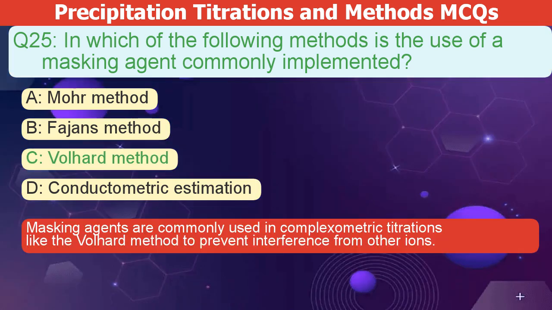The correct answer is C. Masking agents are commonly used in complexometric titrations like the Volhard method to prevent interference from other ions.